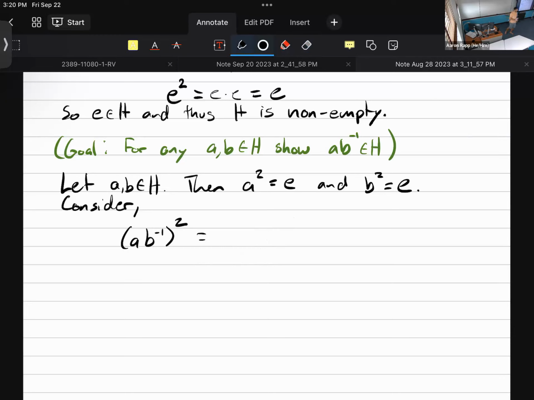It's a good instinct. I'm not going to say it's wrong. I just don't know how to get to the end from that path. But I can keep it a little bit more simple. A times B inverse squared is AB inverse and AB inverse.